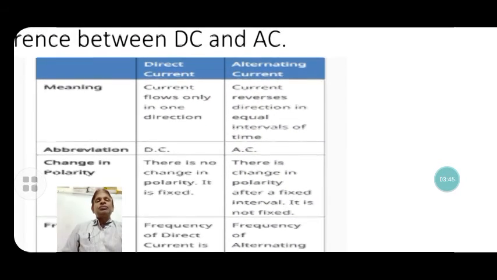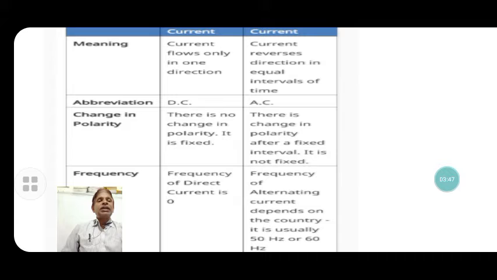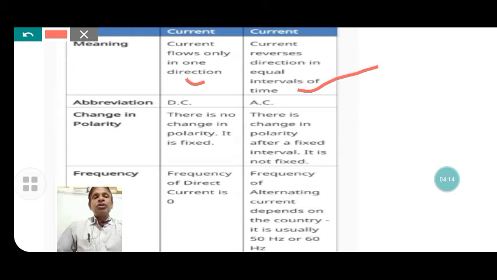The meaning of DC current: the current that flows only in one direction is called DC current. The current that reverses direction at equal intervals of time is known as AC current. The abbreviation used for direct current is DC, and the abbreviation used for alternating current is AC. Now, change in the polarity. There is no change in the polarity in the DC current. It is fixed. The positive pole and negative terminal of the DC current, that of the battery, is fixed.